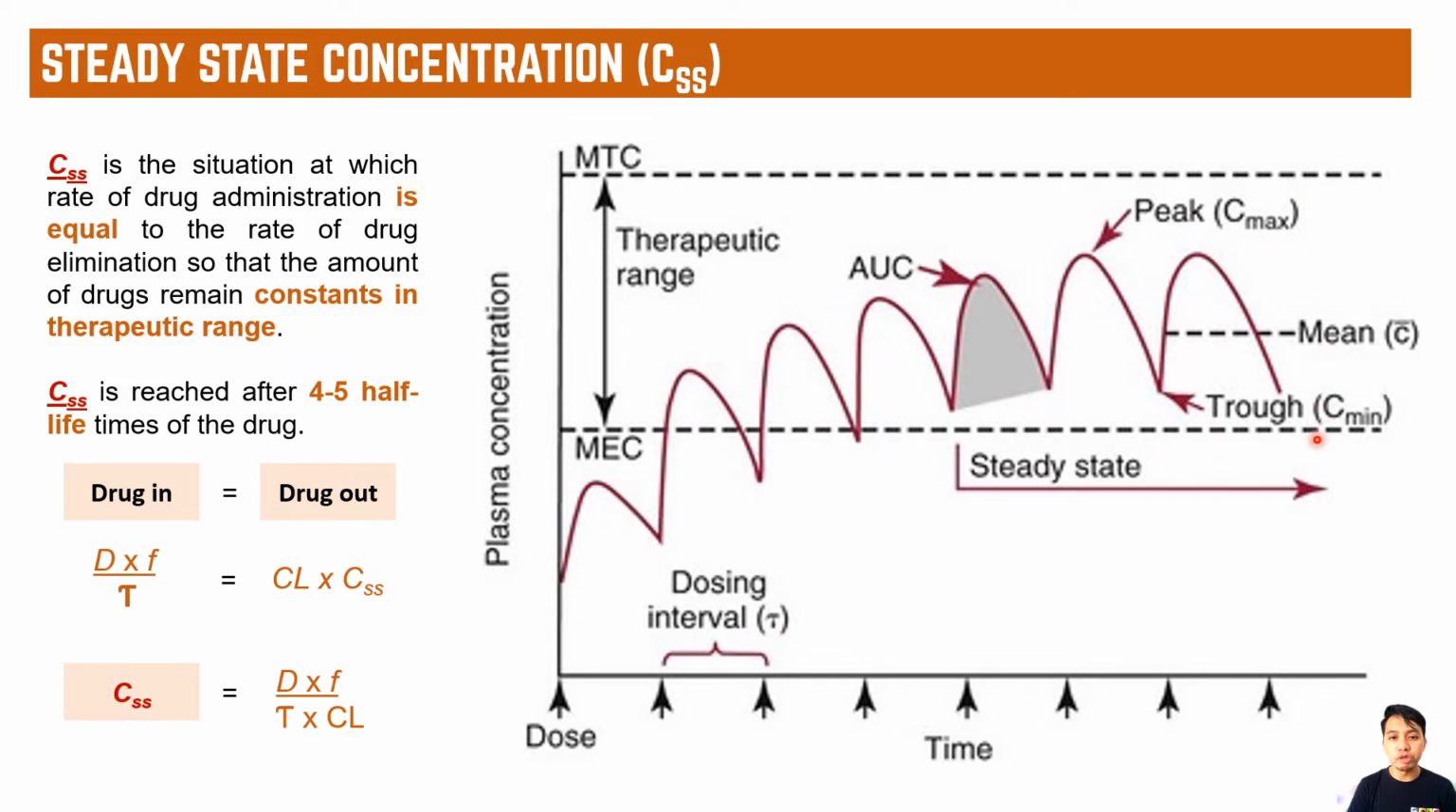So this is the therapeutic range. MEC refers to minimum effective concentration and MTC refers to minimum toxic concentration, which means that if the drug level is below the MEC, it doesn't give any therapeutic effects. Meanwhile, if the drug exceeds the therapeutic range, which is more than the MTC, the minimum toxic concentration, it can cause toxicity or adverse effects. So, I would like you to focus on this chart.